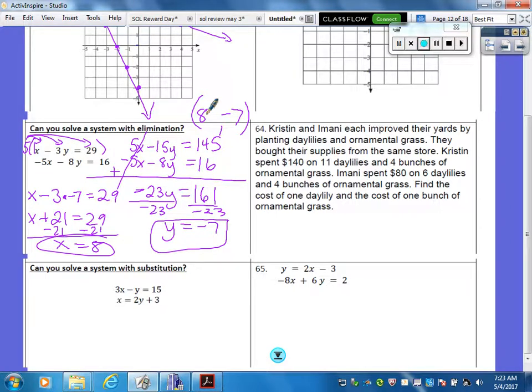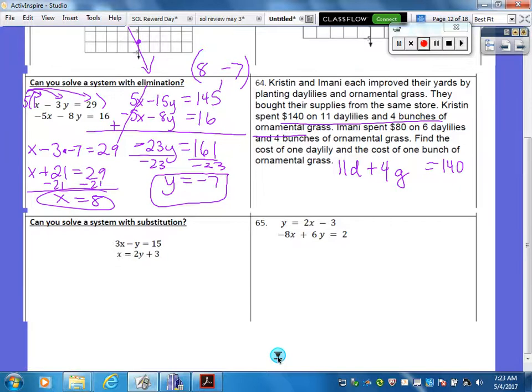You've got a word problem over here to practice. Don't let it fool you. Just read it and write 2 equations. I'll do the first one for you. Kristen spent $140, so that's what it's going to be equal to. That's a total on 11 daylilies, so 11D plus 4 bunches of ornamental grass. We'll say G there for grass. So I did the first sentence for you. You can make an equivalent one for the bottom one and then just solve the system like we did over there. Now let's do a substitution one.